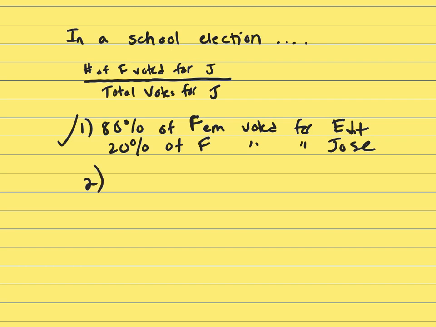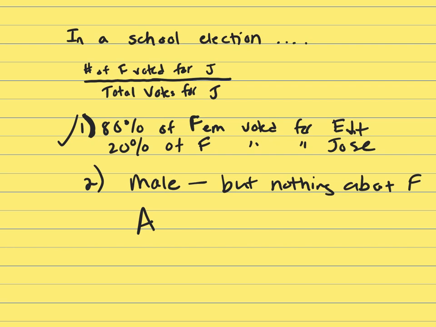Clue 2 says 60% of the male voters voted for Jose. So this is giving me information about the male voters, but nothing about females. So remember, when you get done with clue 1, it either works or it doesn't work, and then you forget about it. When you work on clue 2, you're not taking into account clue 1 at all. So only one works, so your answer is A.